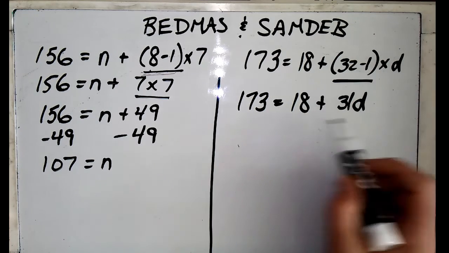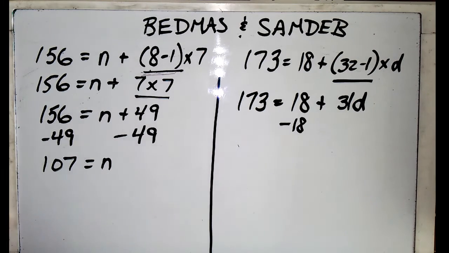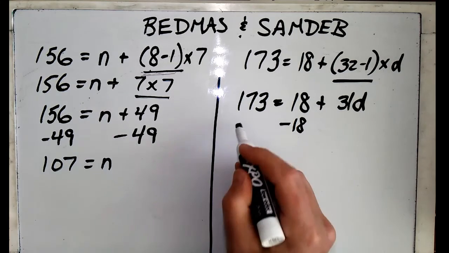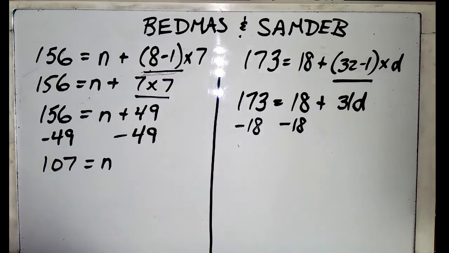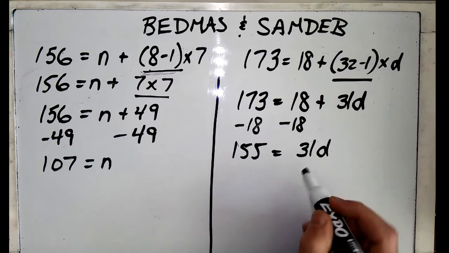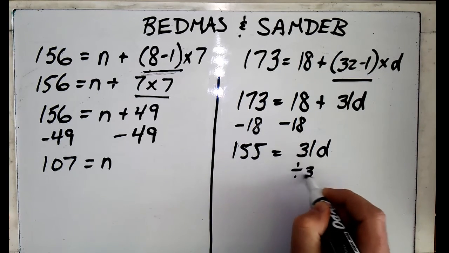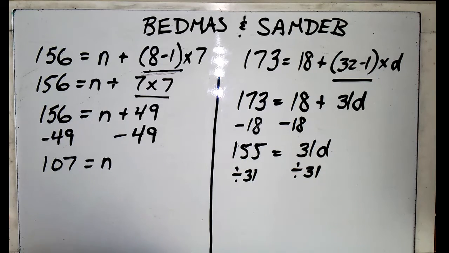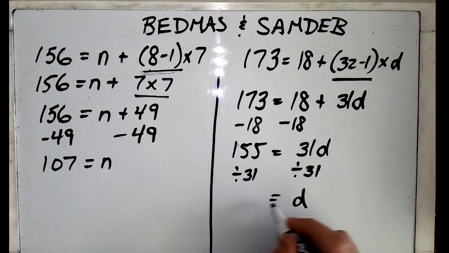SAMDEB tells me to look for adding, subtracting. So I'm going to move the 18 first. I don't want to move the 31 first. Always start with adding, subtracting. Only once the adding, subtracting is done, I've got multiplication. The opposite is division. And once I've got that, I end up with my answer.